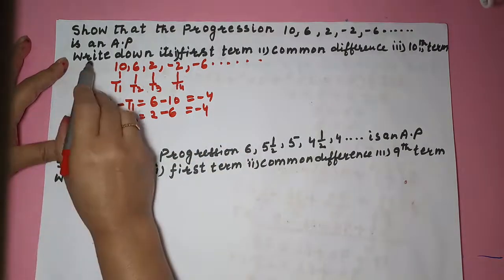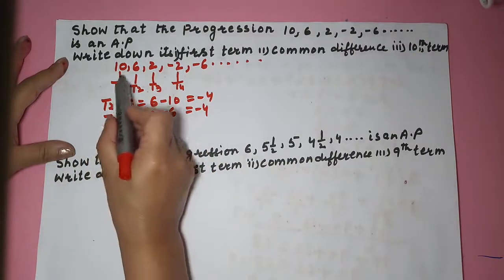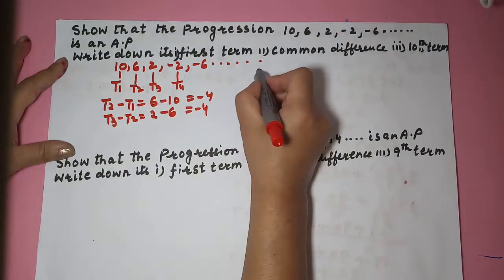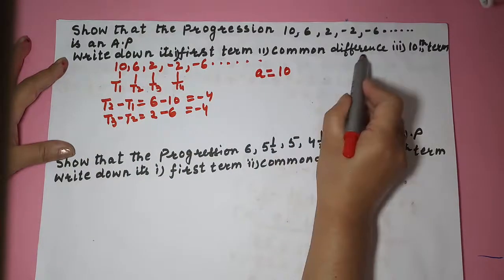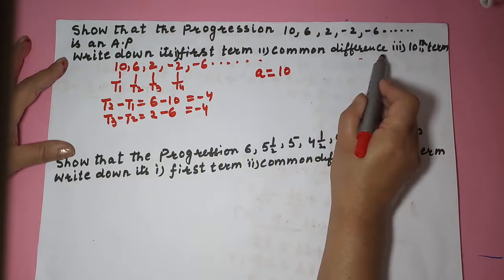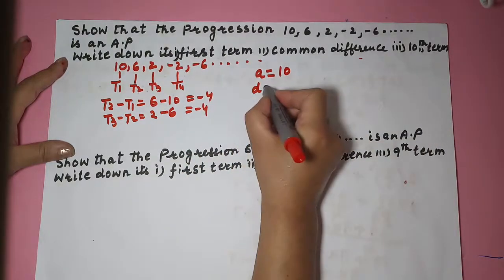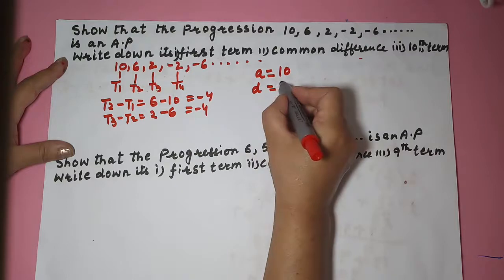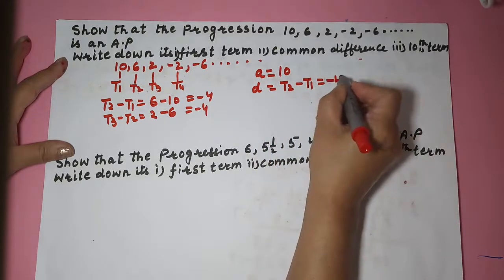Now, he wants me to write down its first term. So what is the first term? T1 is the first term. So A, how do we write the first term? A is 10. And what is the common difference? Second, he wants us to calculate the common difference. That is this constant difference. So you can write D is equal to T2 minus T1, which is equal to minus 4.